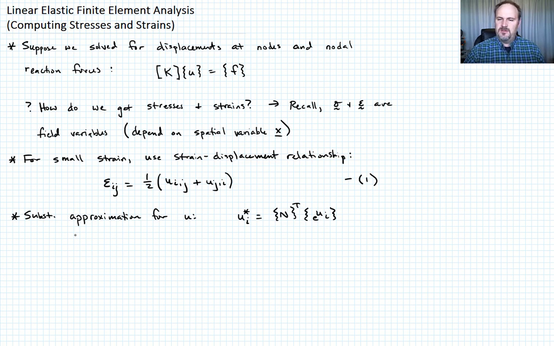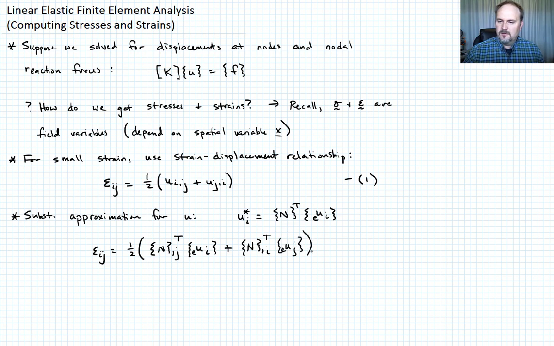Okay? So if we substitute this in, we end up with the following. Epsilon ij is going to be equal to 1/2. Now inside the parentheses here, we have N comma j transpose times u e i, and then plus N comma i transpose times u e j. Let's call that equation 2.